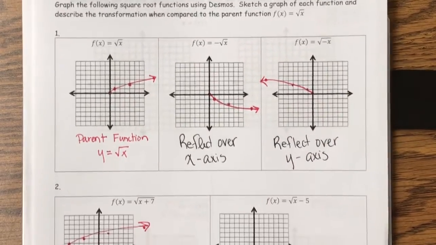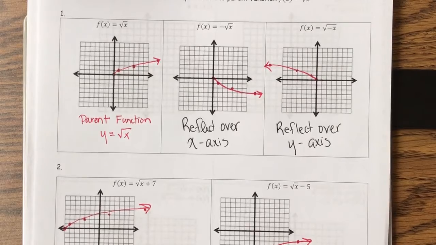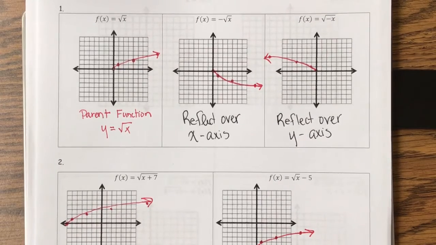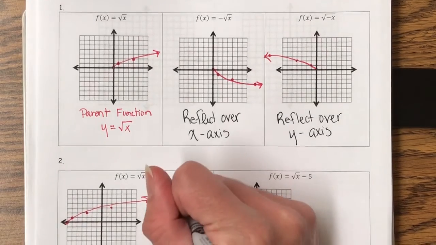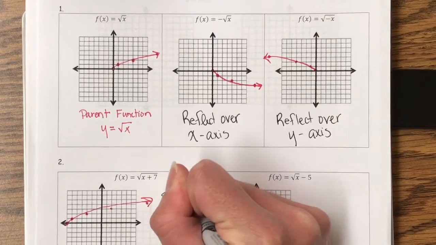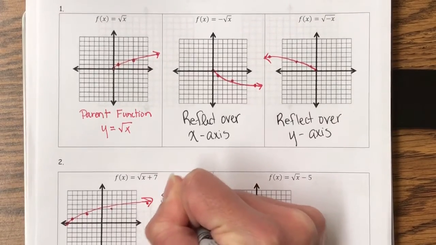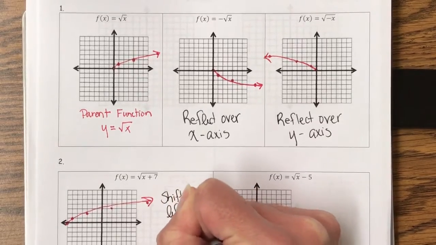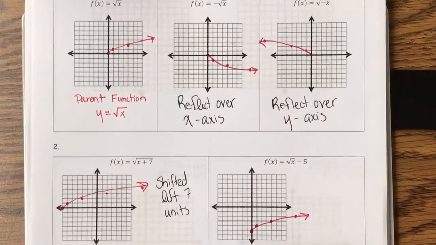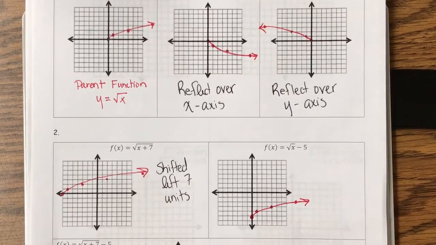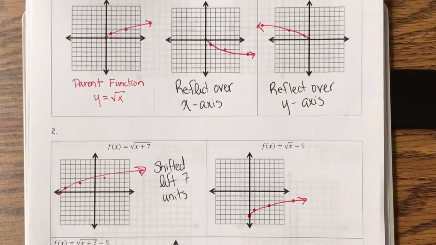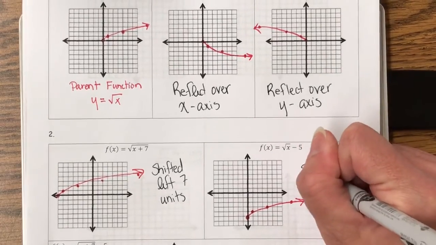Okay? So then, whenever I said the square root of x plus 7, that plus 7 is inside the radical. So notice how we shifted to the left 7 units. Okay, and then next, notice whenever you have this minus 5 outside of the radical, notice how we shifted down 5 units.